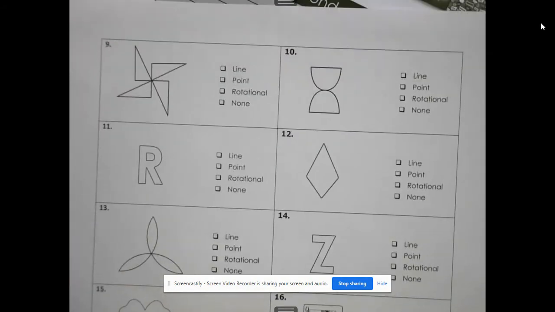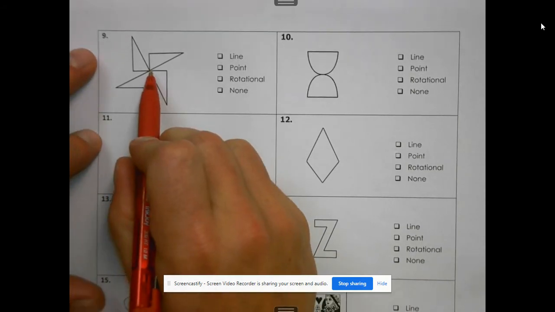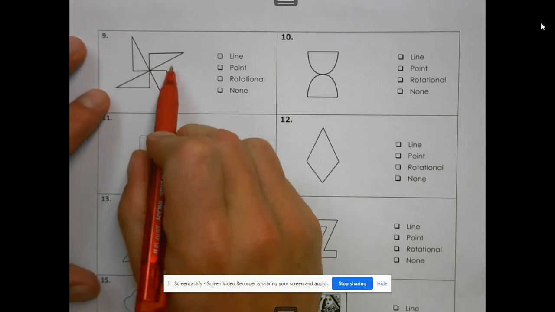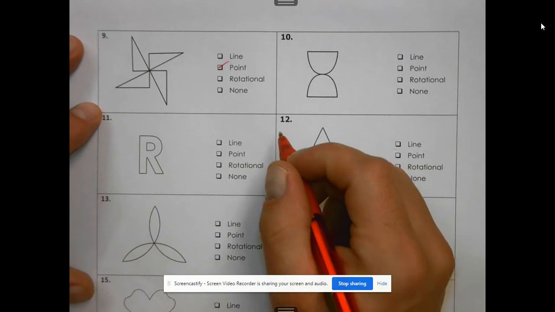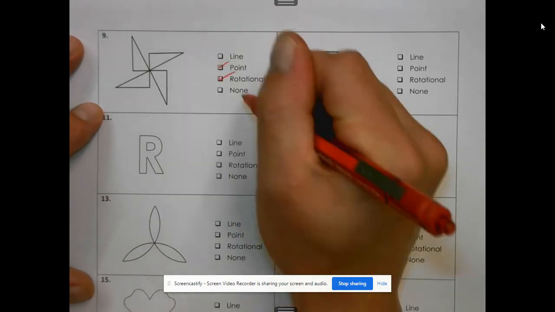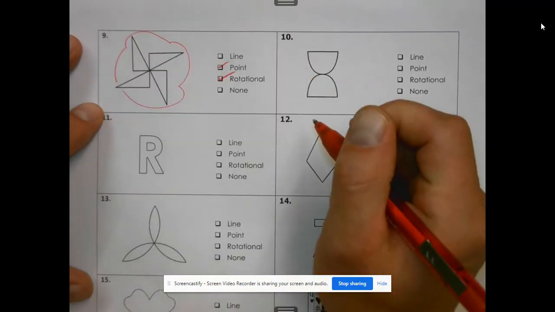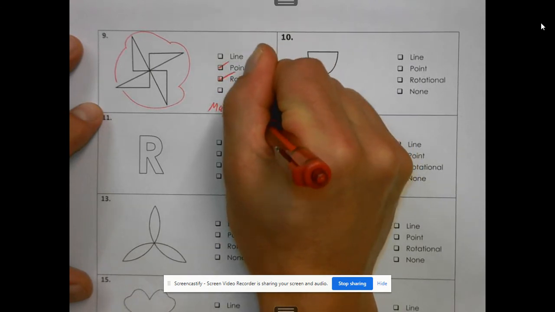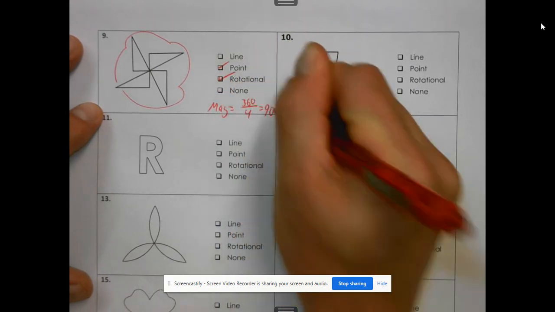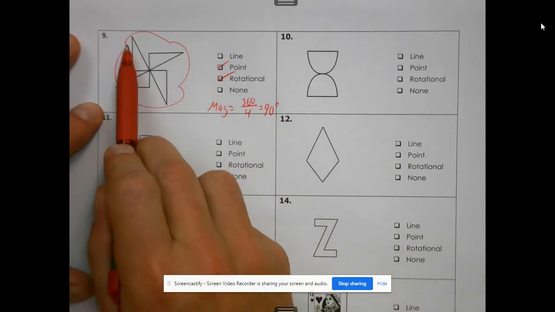Back page. Okay. Number 9, this does not have line symmetry. You can't fold this in half anywhere. Point symmetry, you bet. If I rotate it, 180 still looks the same. And this is also going to have rotational. I can rotate this thing 4 times to get back to the original. So for the magnitude, 360 divided by 4, that comes out to be 90 degrees, which means you can rotate this thing 4 times at 90 degrees to get it back to the original.